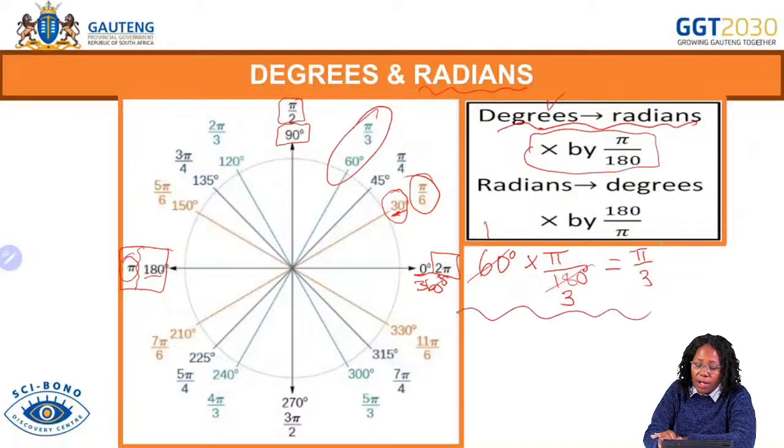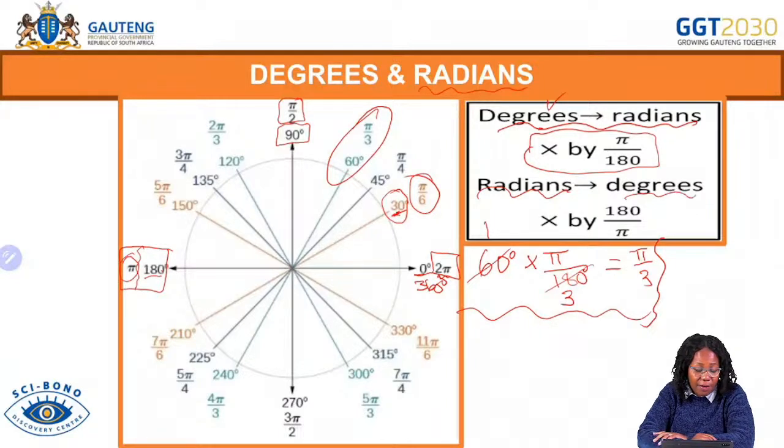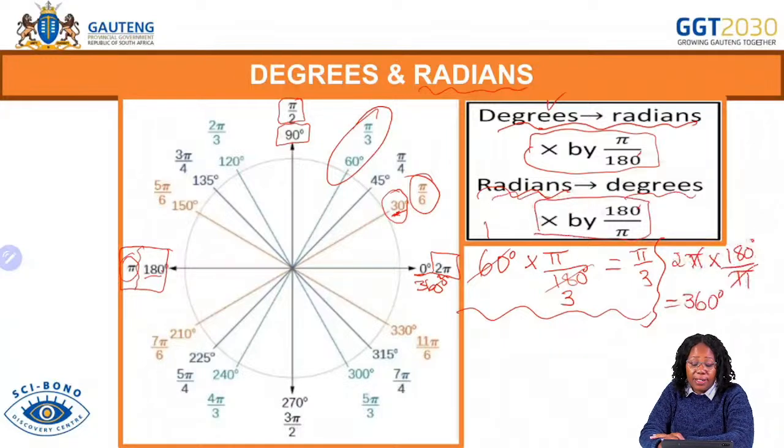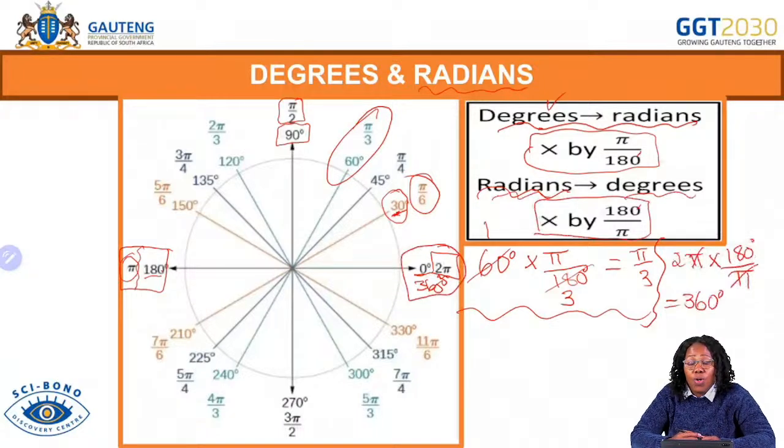Great job. Lastly, let's say you are reversing a radian to a degree. If I have 2 pi, or 2 radians, I want to change this to degrees. The method is to multiply by 180 degrees over pi. So the pi will cancel pi. You have 2 times 180, which is 360 degrees. Can you see, grade 12, that is true. 2 pi radians is equal to 360.